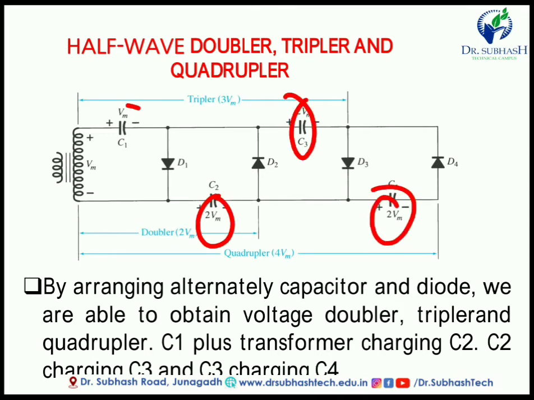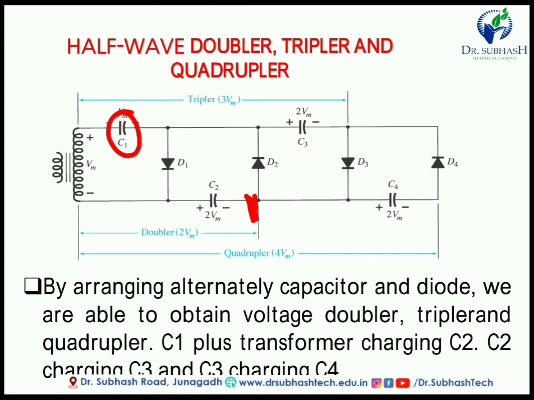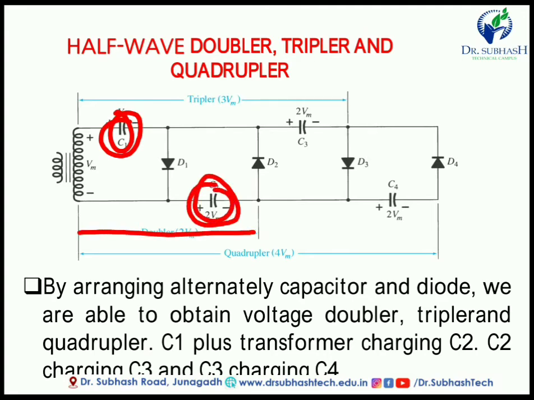So you have to increase the rating of the capacitors, because according to the rating you can store the output voltage in the capacitor. Now if we discuss up to this point, there are 2 capacitors and 2 diodes, diode D1 and diode D2. If we use 2 diodes and 2 capacitors, then Vm voltage is stored in this capacitor and 2Vm voltage is stored in this capacitor. So up to this point, this is known as a voltage doubler.